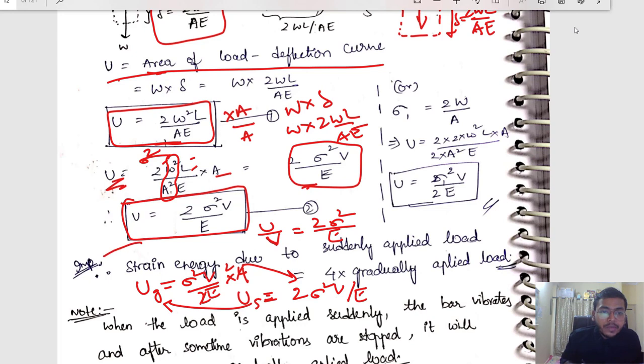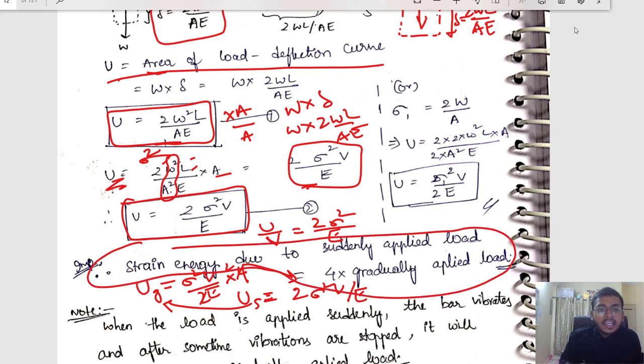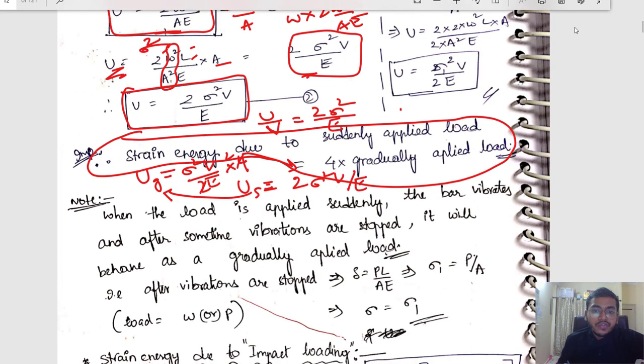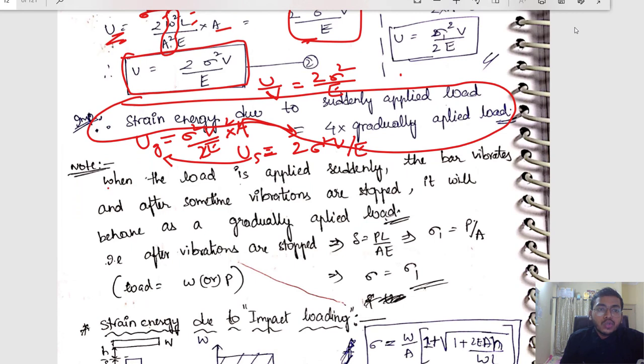Very important bit. Give it 10 stars because it has been asked in ESE, GATE, state PSCs, PSUs, almost all examinations. Strain energy due to suddenly applied load is 4 times that of the gradually applied load. So this is the note which I have already explained. Please go through it once.